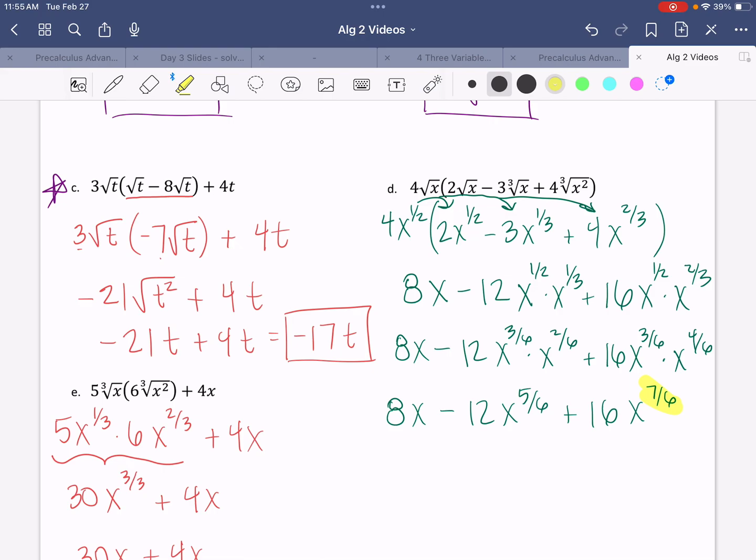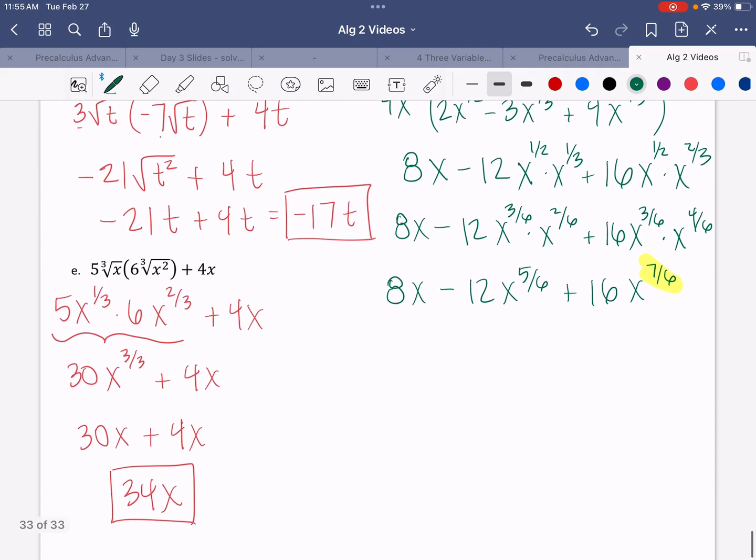And as you do this, anytime you see an improper rational exponent, it means we're going to be able to simplify our radical. So it means there's more than one group of 6 in this x to the 7/6. Okay, so let's convert it back to a radical, and then we'll simplify. So we have the 6th root of x to the 5th, 16 times the 6th root of x to the 7th.